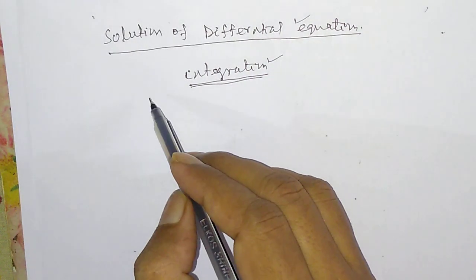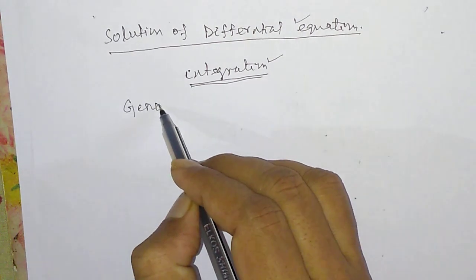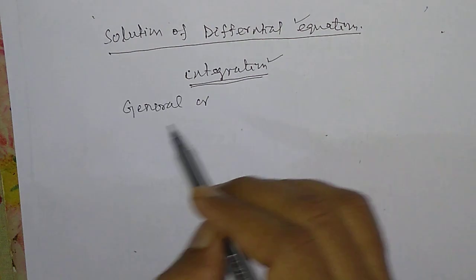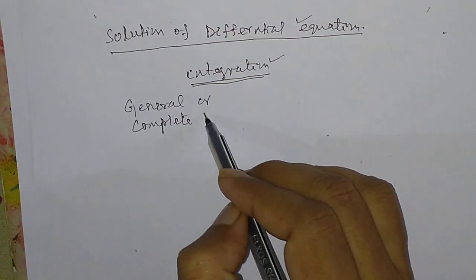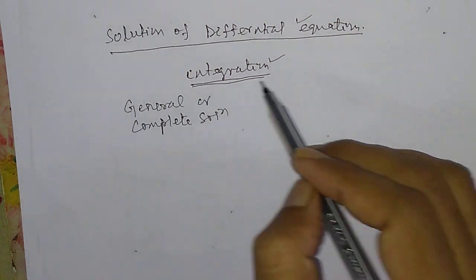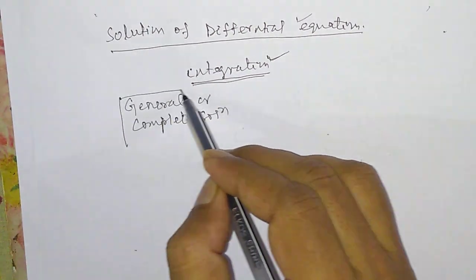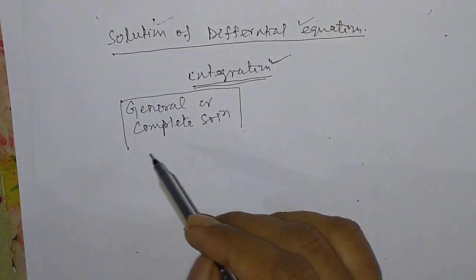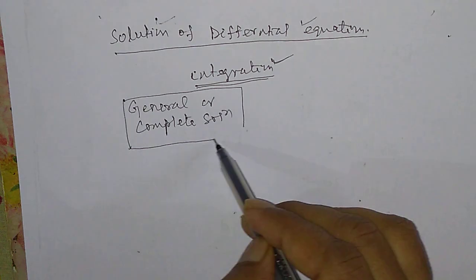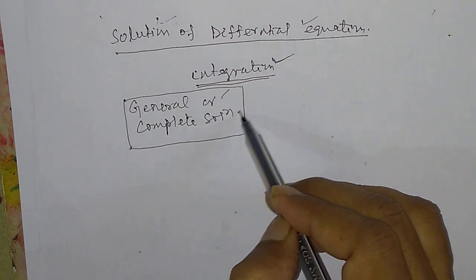One is your general or complete solution. Okay, one is called the general or complete solution. When you find the integration, after finding the integration you will get the solution of the differential equation, and that solution is generally called what? The general or complete solution.